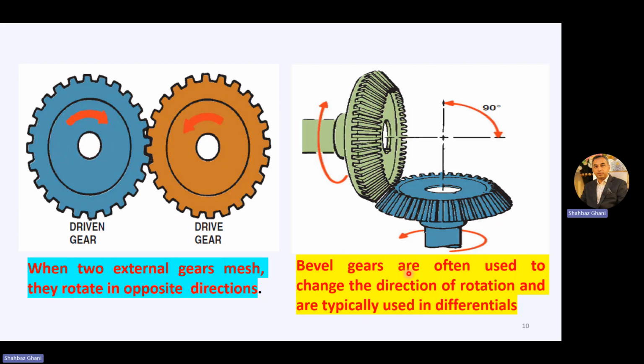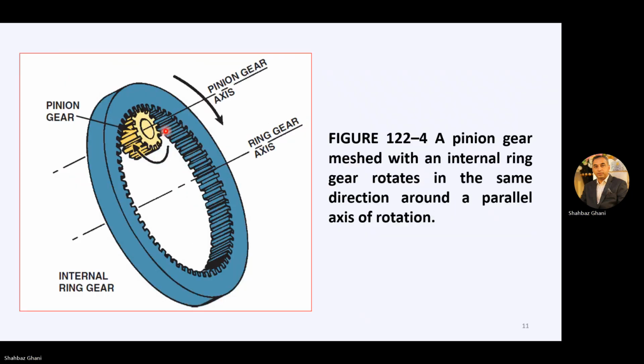Bevel gears are often used to change the direction of rotation and are typically used in a differential. So if this is your drive gear, we are moving. The other gear is at a 90-degree angle axis. So these types of gear are used in a differential. Power is distributed at a 90-degree angle.